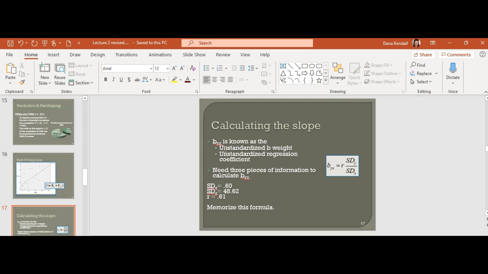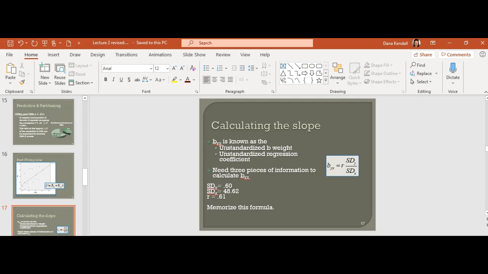Sometimes in various stat platform outputs, it will come out as an uppercase b as well. So upper or lowercase b always means unstandardized b weight. But if it is a Greek symbol beta, then that means it's a standardized version of this, which I'll get to here in a little bit.